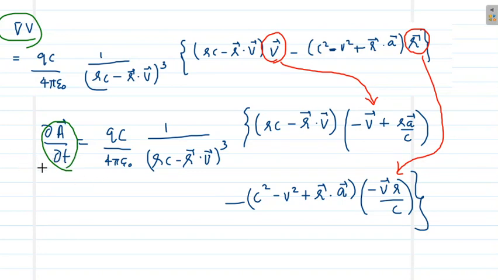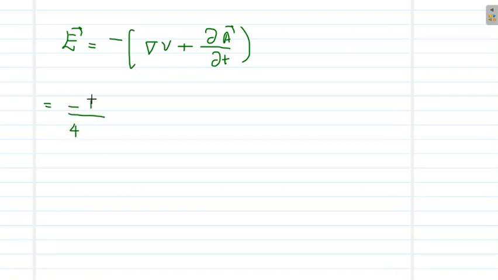Now all we need is to substitute this into the equation of electric field given by our equation number 2, E equal to minus del v minus dou a bar by dou t, and find the final expression for the electric field. So electric field E bar is minus of del v plus dou a bar by dou t. So let us substitute. It will be minus 1 by minus qc by 4 pi epsilon 0 into 1 by rc minus r bar dot v bar the whole cube.